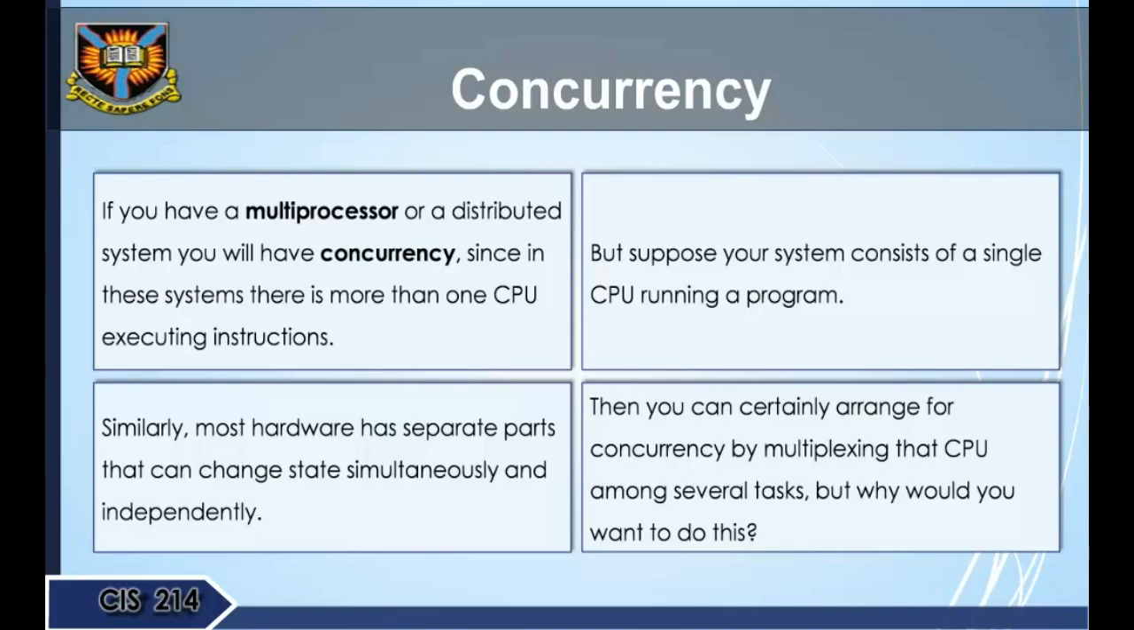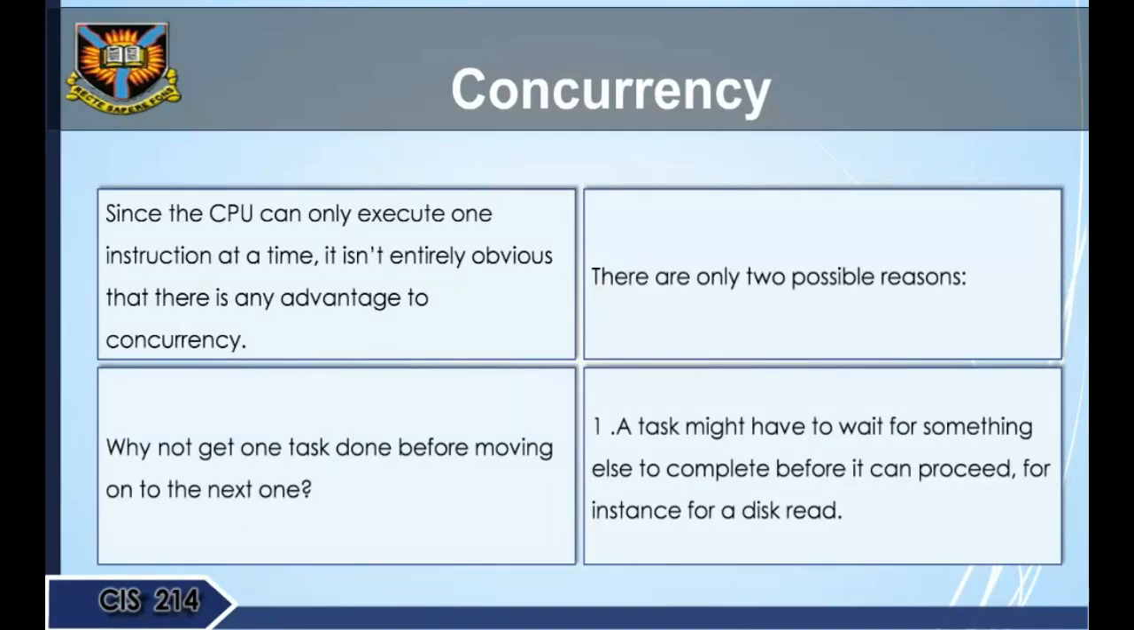But why would you want to do this? Since the CPU can only execute one instruction at a time, it isn't entirely obvious that there is any advantage to concurrency. Why not get one task done before moving on to the next one? There are only two possible reasons. 1. A task might have to wait for something else to complete before it can proceed, for instance, for a disk read.